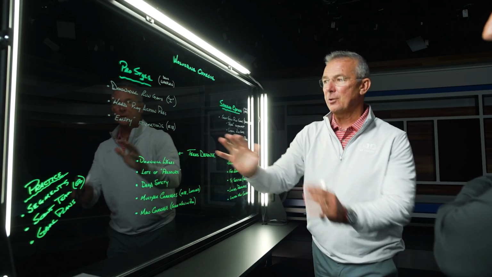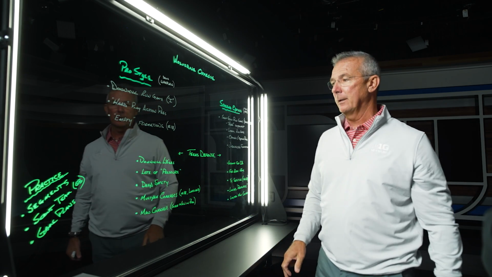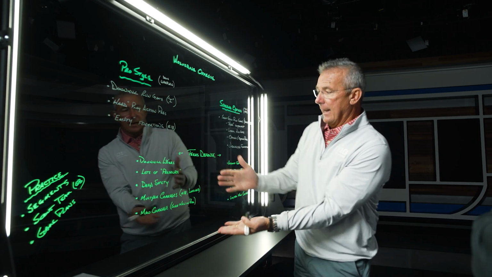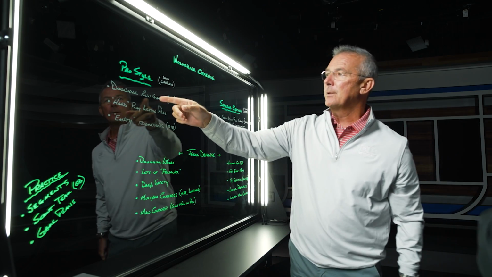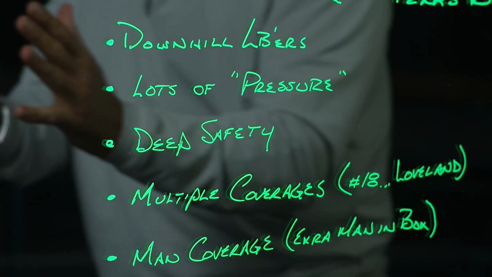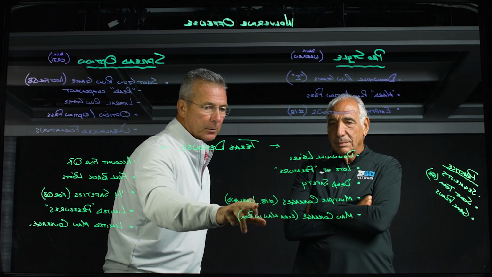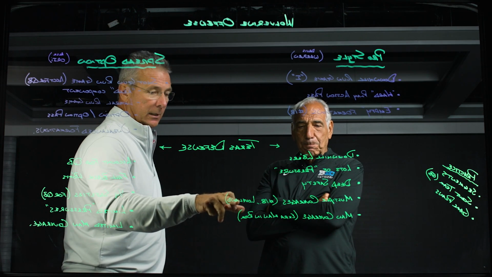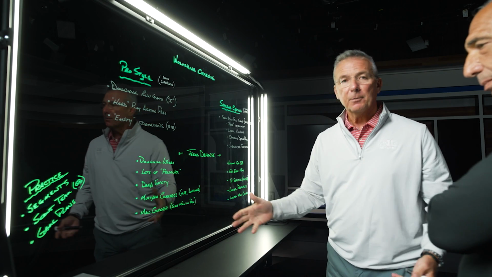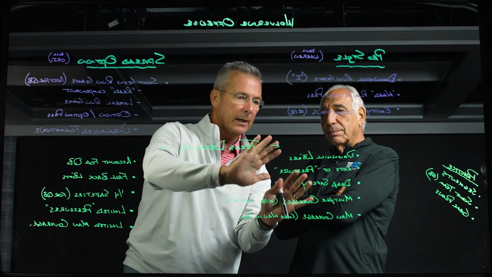And in empty formations, you can shift out like we saw earlier on tape, and you better have an answer for number 18. Okay, what does Texas do? For the downhill run game, you better match with downhill linebackers. Lots of pressure to contain that offense. A deep safety for the deep play action. Multiple coverages to have an answer for Loveland, the great tight end. And you can play a bunch of man coverage because you're not worried about option football. So that's pro style and how to defend it.